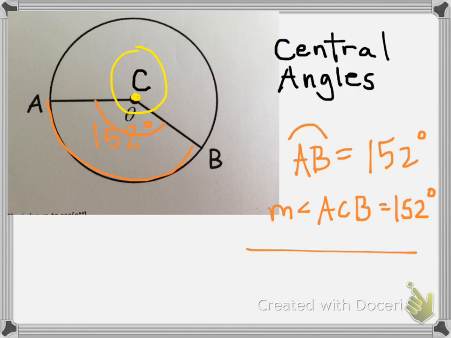This happens because if you drew this circle out and kept drawing it, it would just make a circle, which is 360 degrees. So it's a smaller circle, but this still takes up 152 degrees of that 360 degrees. It's the same with the big circle. This big circle is 360 degrees all the way around.